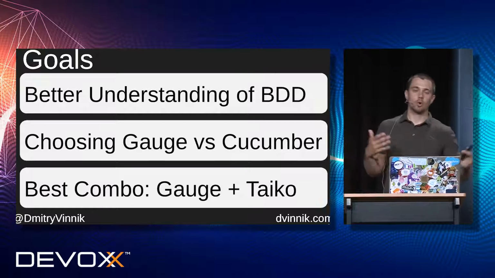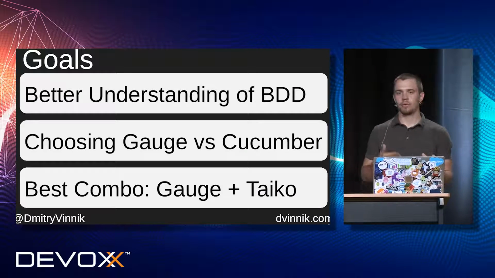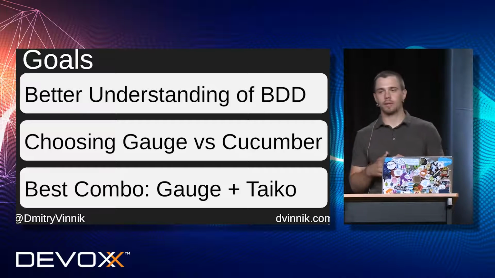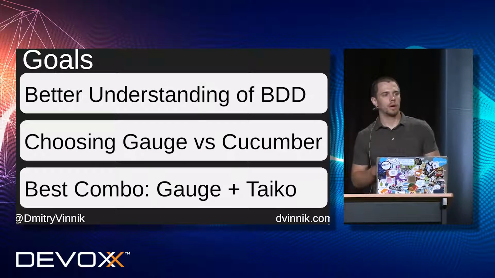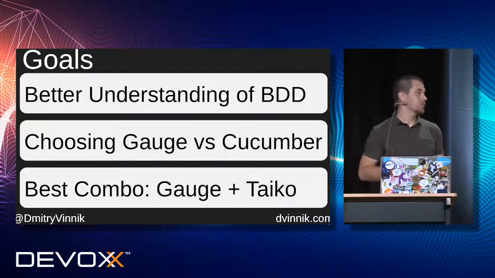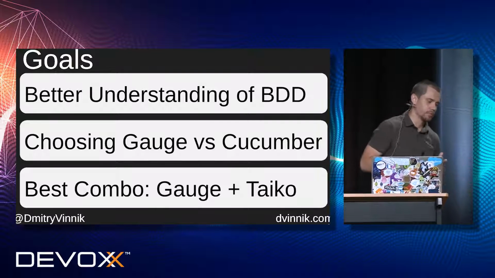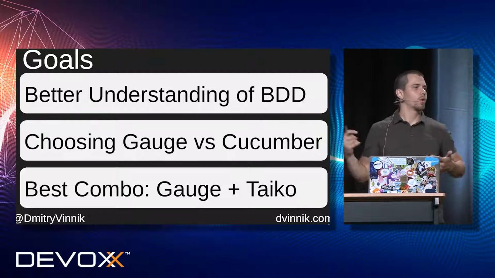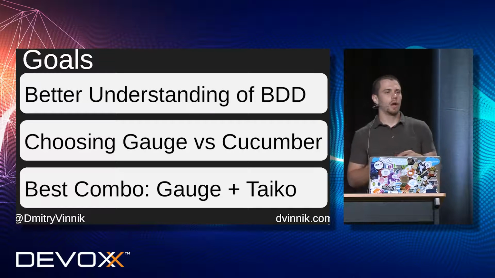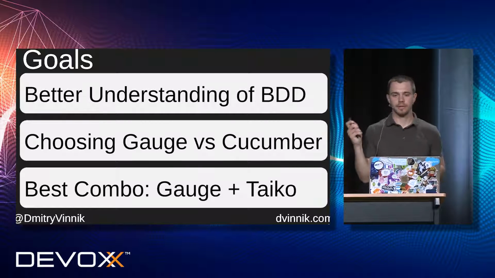Then we will discuss, obviously, Gauge in relation to Cucumber. It's one of the most popular behavior-driven frameworks, especially for the Java ecosystem. And last but not least would be touching base on Gauge as well as Taiko, and where Taiko helps you to automate your product testing.